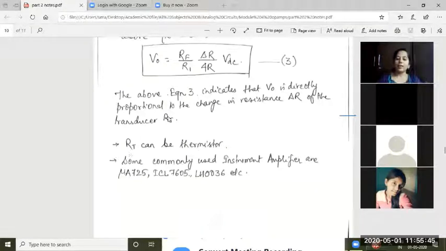So as I've already told you, RT is a thermistor. Some commonly used instrumentation amplifiers: I told you this is a very versatile device and it is very commonly used in almost all industrial applications and projects, and it is hence available in IC form. So some common instrumentation amplifiers are MUA 725, ICL 7605, LH0036, so on. So I think with this we'll stop.